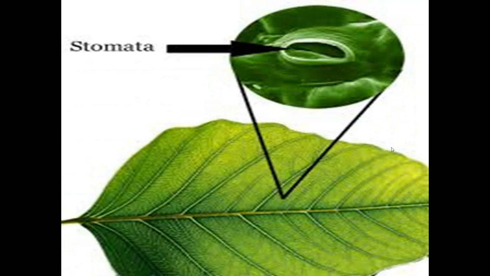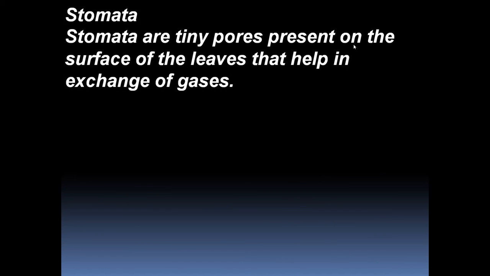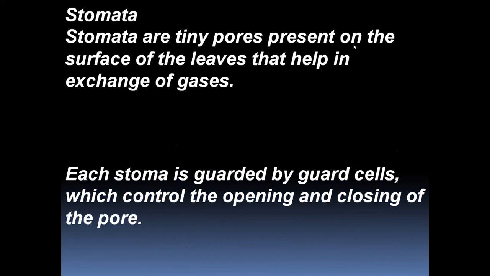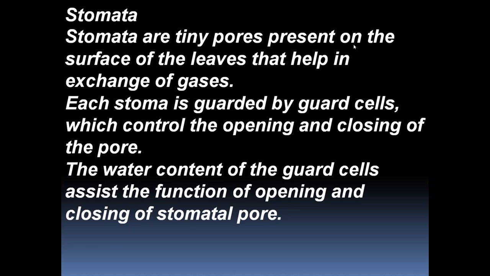Dear students, as we have just learned, green plants take in carbon dioxide and give out oxygen. So, these are the small tiny pores that assist the process of exchange of gases. These tiny pores are termed stomata. Stomata are tiny pores present on the surface of leaves that help in exchange of gases. Each stoma is guarded by guard cells which control the opening and closing of the pore.